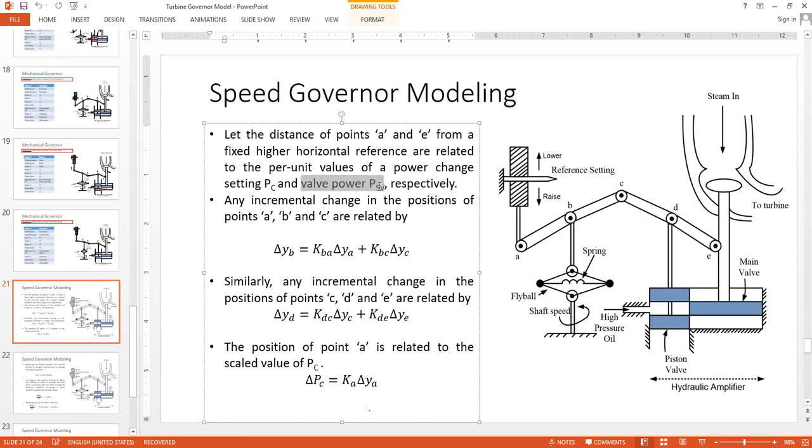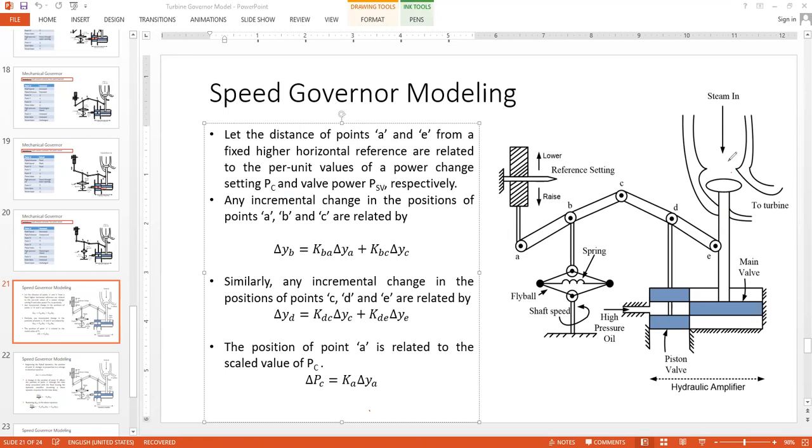Because ultimately it will provide us PM, but evidently we cannot say directly from here that that is PM. Rather, what they are saying is simply it is the valve power available, PSV, steam valve, because we are talking about some steam governor mechanism. So they are calling it valve power or PSV. Simply, it means the closing and opening of this valve.